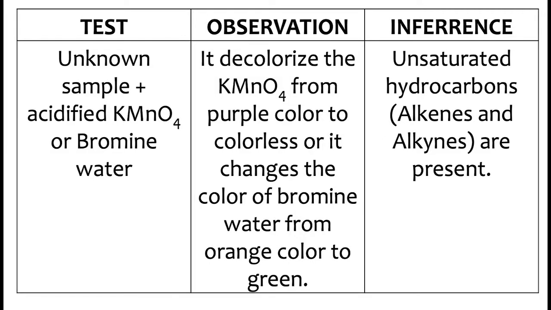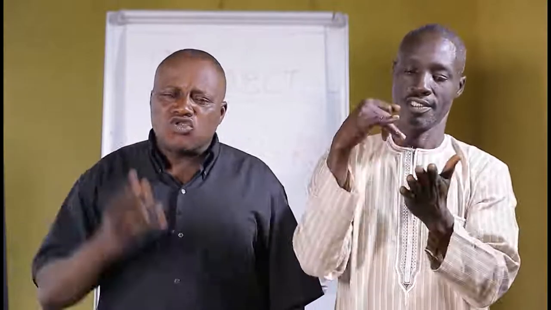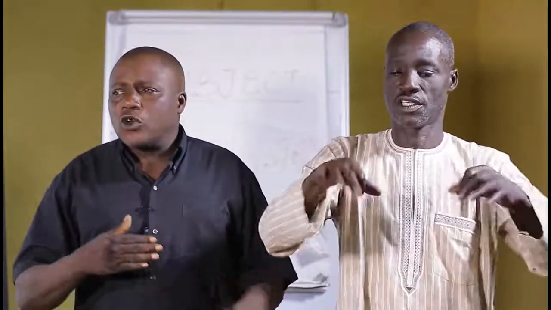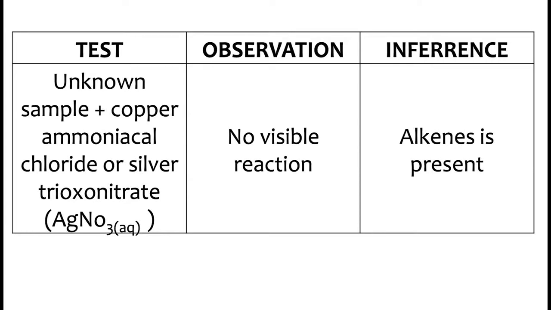Next, if you want to know whether this is an unsaturated hydrocarbon, we make use of the same KMnO4 or bromine water. If on addition of KMnO4 to a given sample, it decolorizes, that is, it changes the color of the KMnO4 from purple to colorless, or bromine water from orange to colorless, then we can conclude that alkenes or alkynes are present. They are the two unsaturated hydrocarbons that we have. However, since the unsaturated hydrocarbons are two, it is also very imperative for us to distinguish between the alkenes and the alkynes. To do that in the laboratory, we make use of this reagent also.